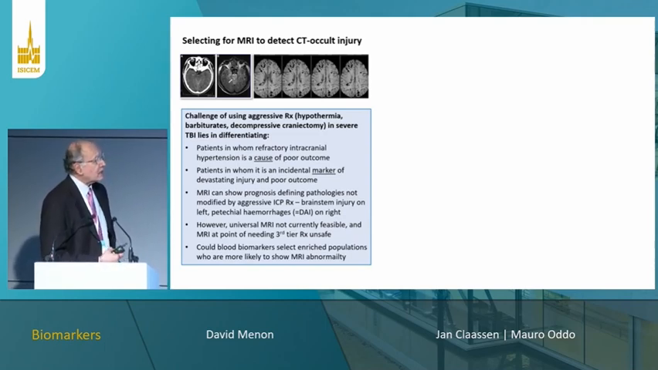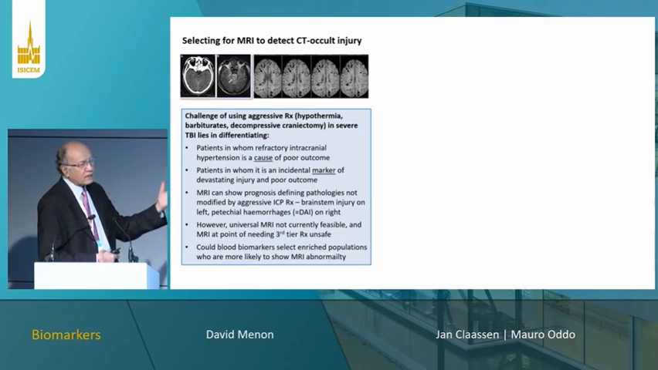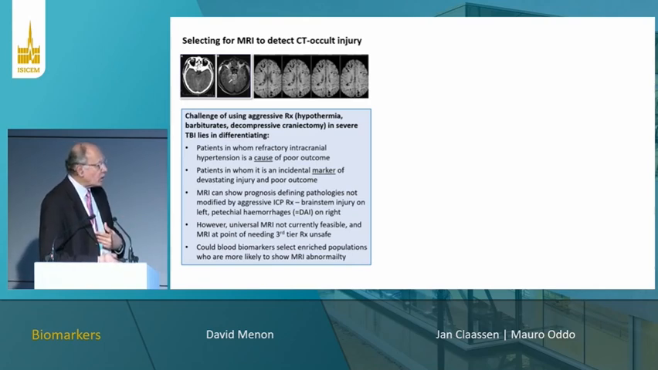So the MRI scan can show these prognosis-defining pathologies, but it's not feasible to take every patient for an MR scan as they come through the door. And by the time their ICP is uncontrollable, you can't actually take them safely, or the risks are higher. And the question we wanted to ask was whether biomarkers could provide enriched populations.